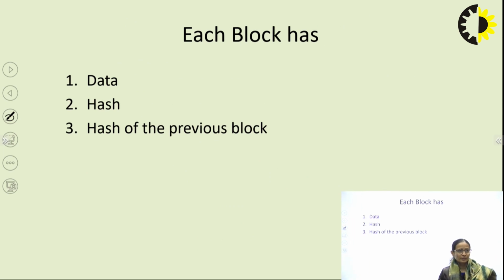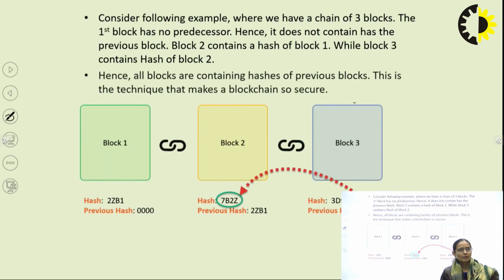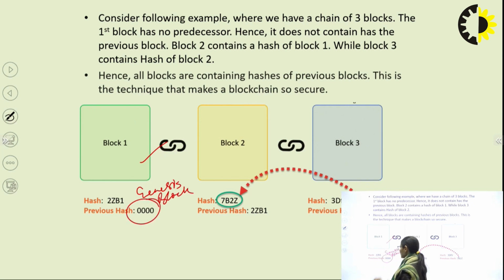So what we have seen is that each block has data, a hash, and the hash of the previous block. Consider the following example where we have a chain of 3 blocks. The first block has no predecessor, and therefore it is the Genesis block. And how have we identified the Genesis block? Because its previous hash value is 0.